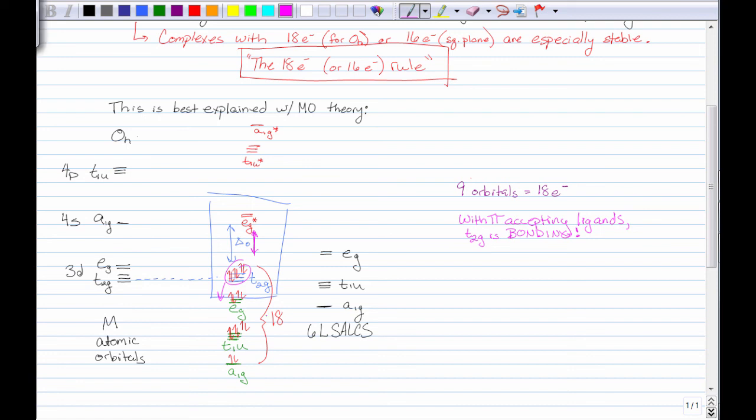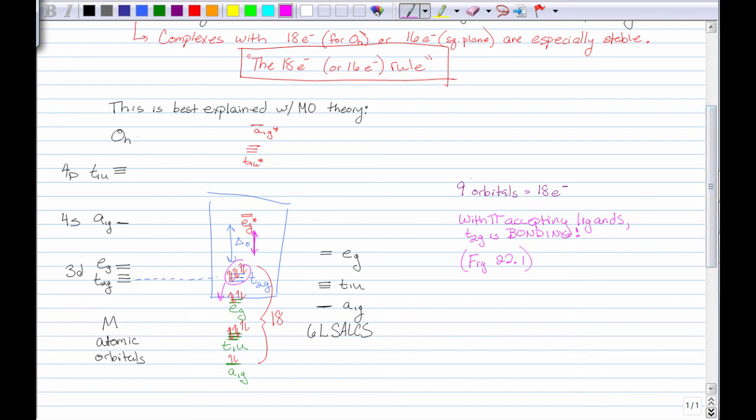But again, 18 electrons is the magic number in octahedral complexes because that's the number of electrons that maximizes the stability of the complex by filling up all of the bonding orbitals. So once again, I've drawn here a case for sigma-only ligands. You can imagine that if it were a pi-accepting ligand, you would lower the energy of this t2g, but if you want to see that example, you can look at figure 22.1 in your textbook.